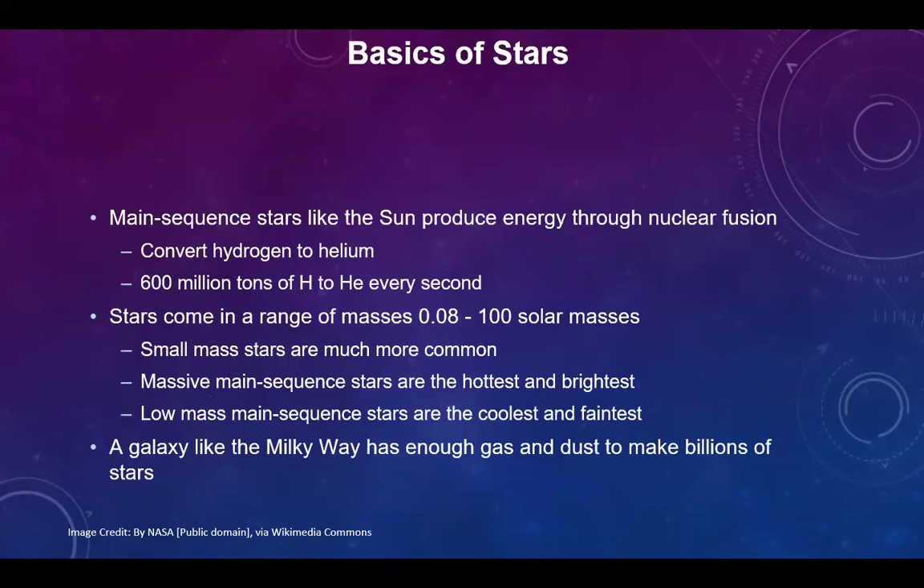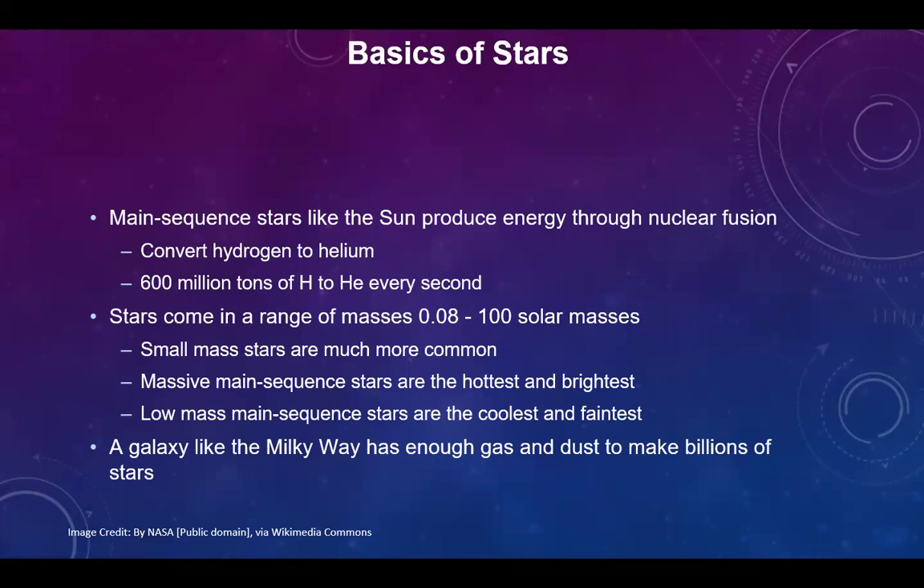Main sequence stars like the sun produce energy via nuclear fusion. They convert hydrogen into helium. The sun, for example, converts 600 million tons of hydrogen to helium every second. It consumes an enormous quantity of these. Now, stars come in a range of masses from 0.08 to 100 solar masses. Small mass stars are a lot more common, and massive main sequence stars are the hottest and the brightest. And low mass main sequence stars are the coolest and the faintest.